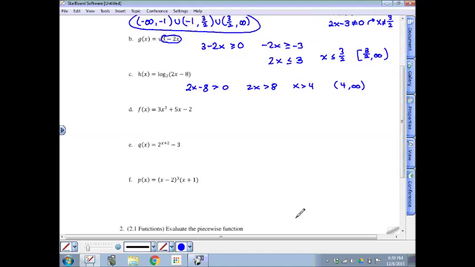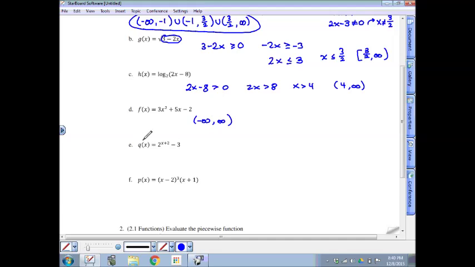Now, parts D, E, and F really come down to recognizing what type of function each of these three are. For part D, 3x squared plus 5x minus 2, this is a quadratic function. The domain of any quadratic function is always all real numbers, or negative infinity to positive infinity. So if you recognize that the function is a quadratic function, automatically the domain is all real numbers.